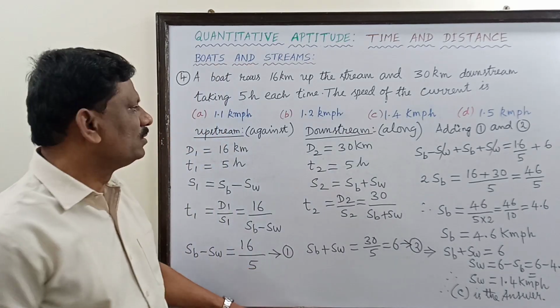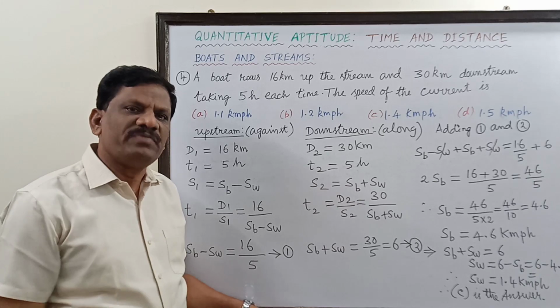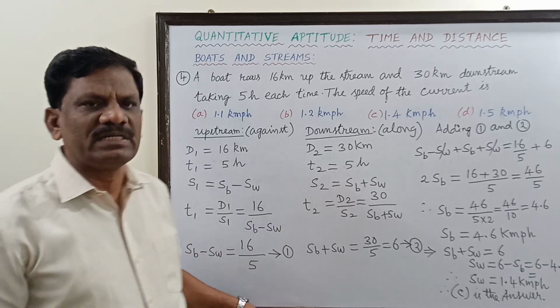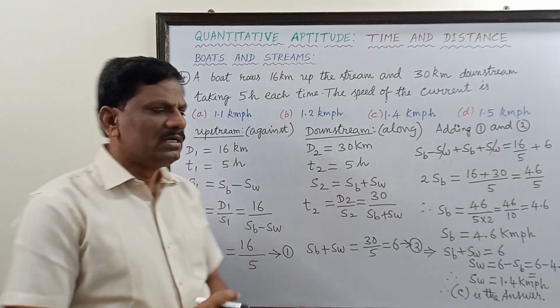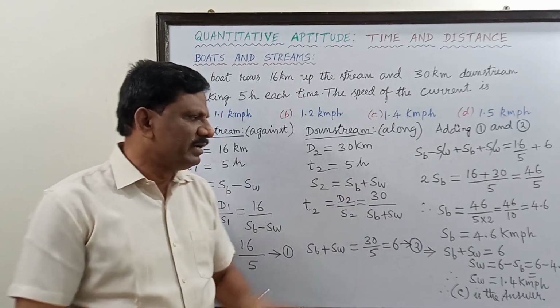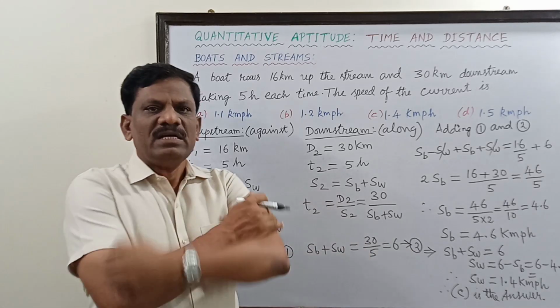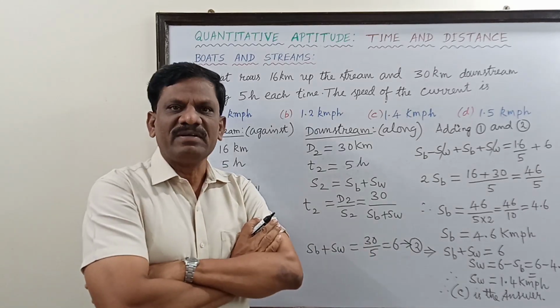Okay. So for upstream and downstream, two equations we have written. Then we have added the two equations and eliminated one unknown and got the value of first the speed of the boat. Then by substituting the speed of the boat in the second equation, we have arrived at the value of the speed of the water current. I hope you must have understood well. Fine.